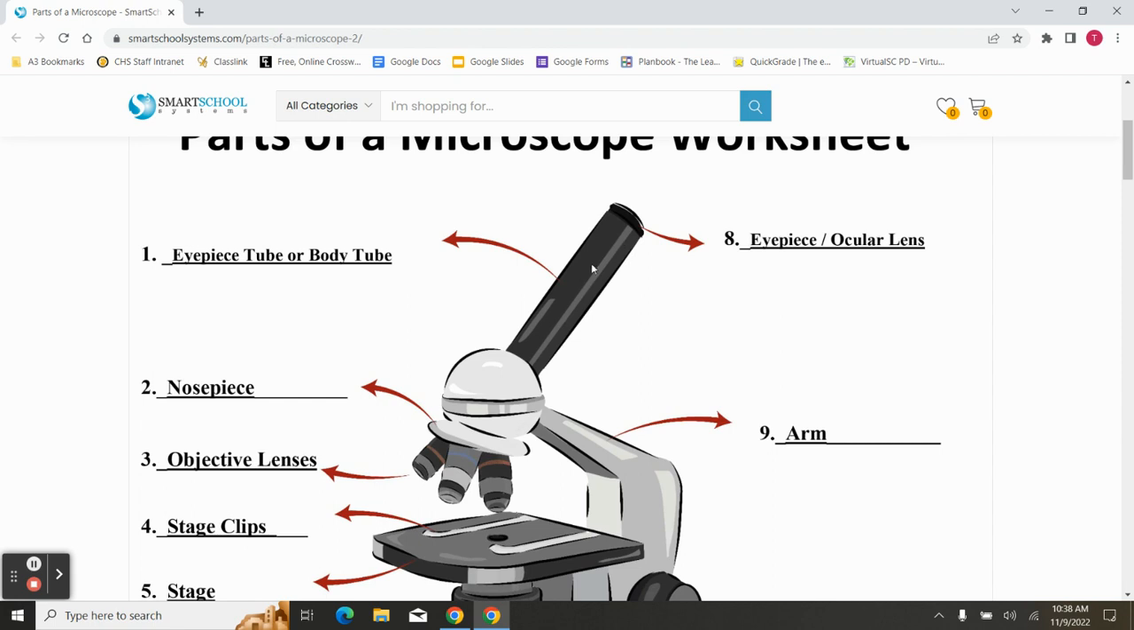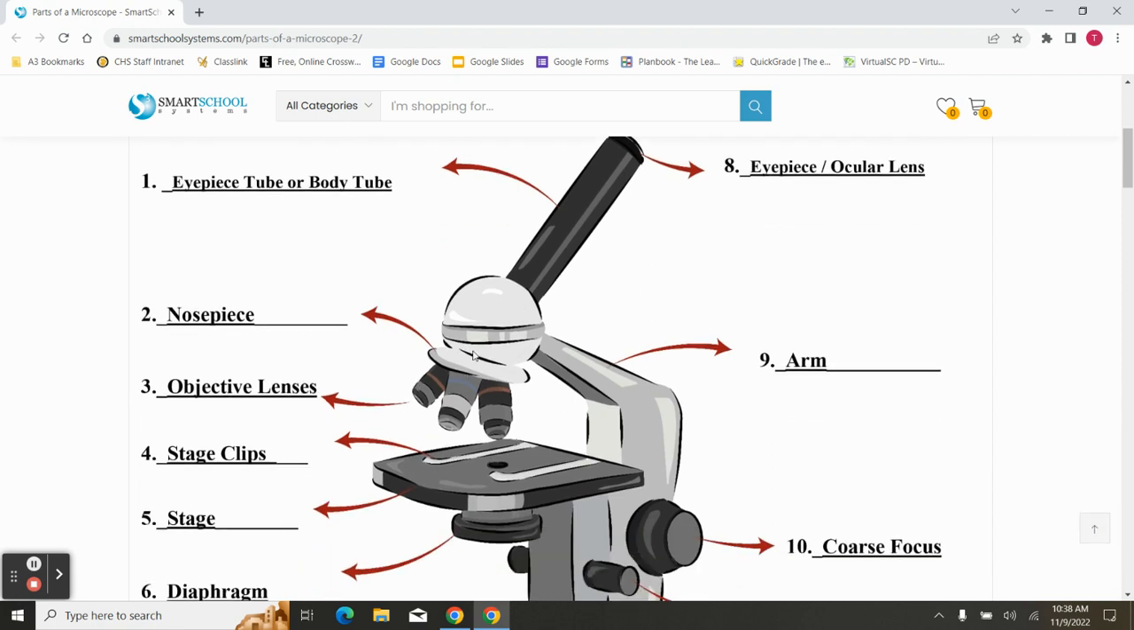At the other end of the body tube, we find the nose piece, this part on the bottom that rotates to allow us to choose between different objective lenses. So the nose piece is a little carousel, spins around, and attached to it are typically three objective lenses. The objective lenses are the lenses closest to the object that you're looking at. So the eyepiece lens is the lens closest to your eye.